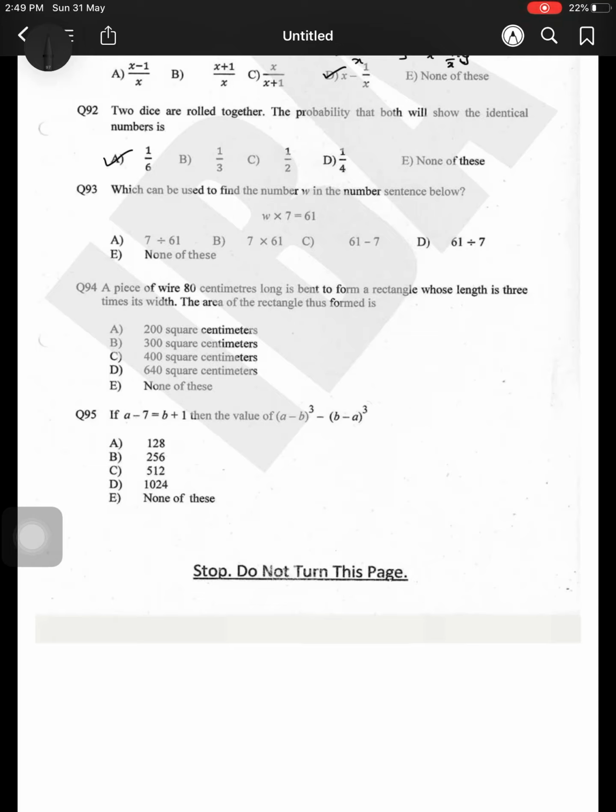This next question, he says, what is the value of W? W is equal to 61 upon 7, which is D.